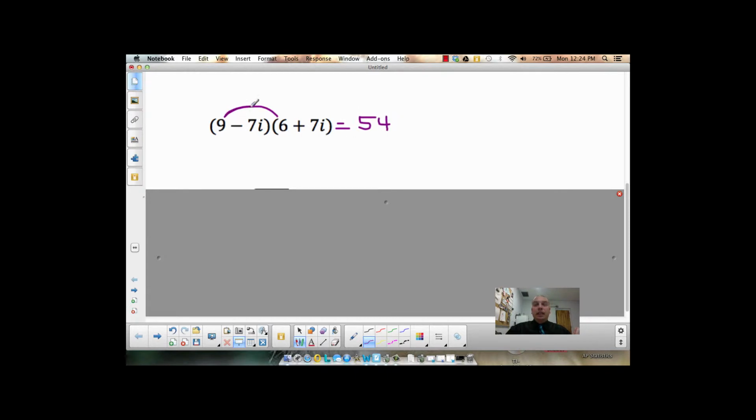And then I'm going to take this 9, and I'm going to multiply by 7i. So then I'm going to have plus 63i. Now I've got to go with the negative 7 times 6, so minus 42i. And then I've got the negative 7i times a positive 7i, so then I've got negative 49 i squared. It's not as easy as it looks when you start using these pens this way.